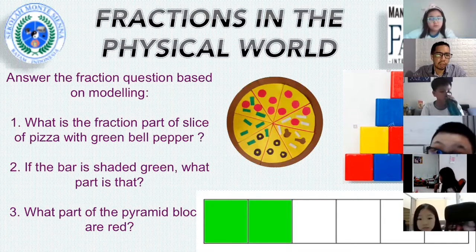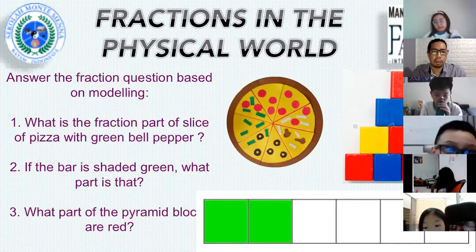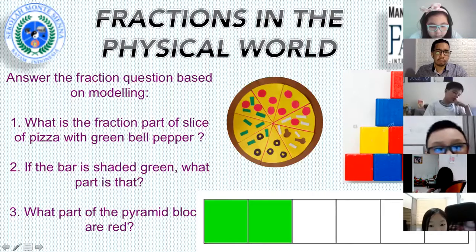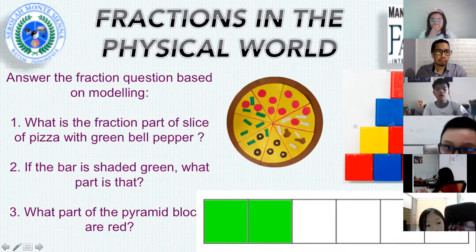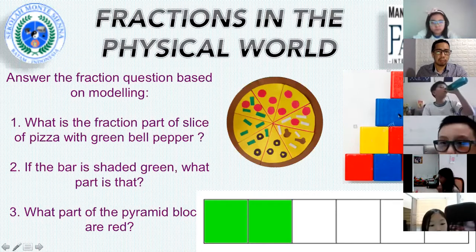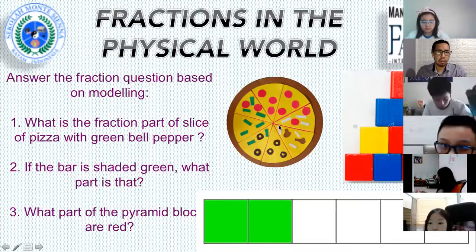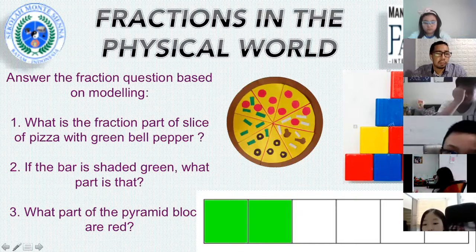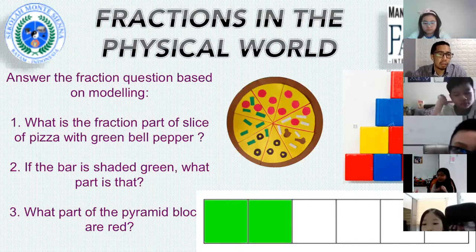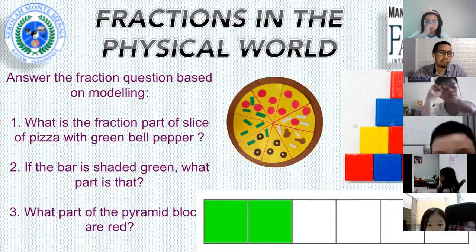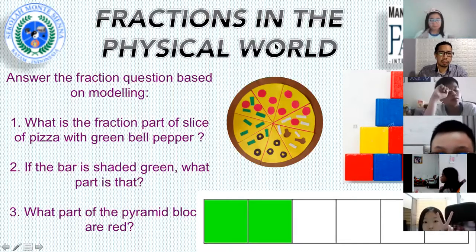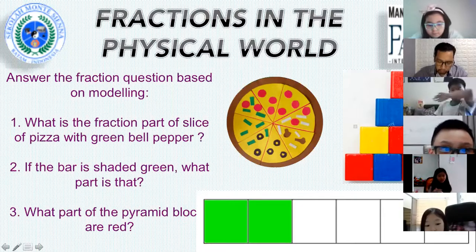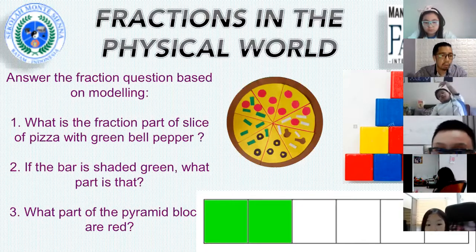What is the fraction of the shaded green out of the total number of boxes or squares? Anyone? Count the number of boxes with green over the total number of squares. Who can give me the answer? How many green? There are 2 out of how many? From the chat, 2 out of 6. Correct.